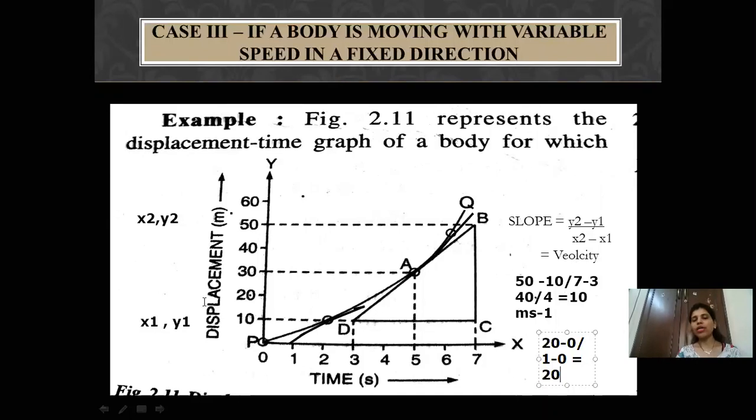But when you are talking with respect to displacement upon time, it is velocity. That's why you have to understand that if it is displacement versus time and it is a curved line, then it is showing that the body is moving with variable speed in a fixed direction. I hope children till here it's clear. Now we go to the next slide.